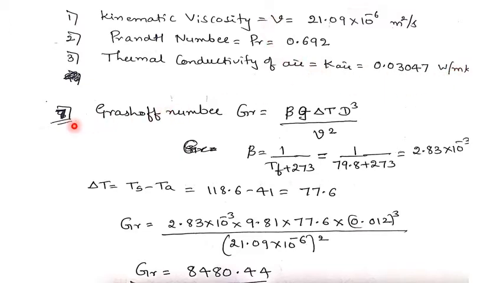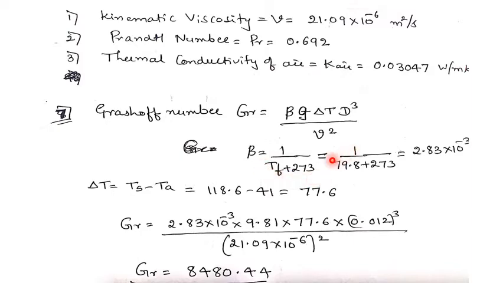So now let us calculate the Grashof number, that is indicated by Gr. It is given by the formula beta into g into delta T into d cube divided by kinematic viscosity square, where beta is given by 1 divided by TF plus 273.